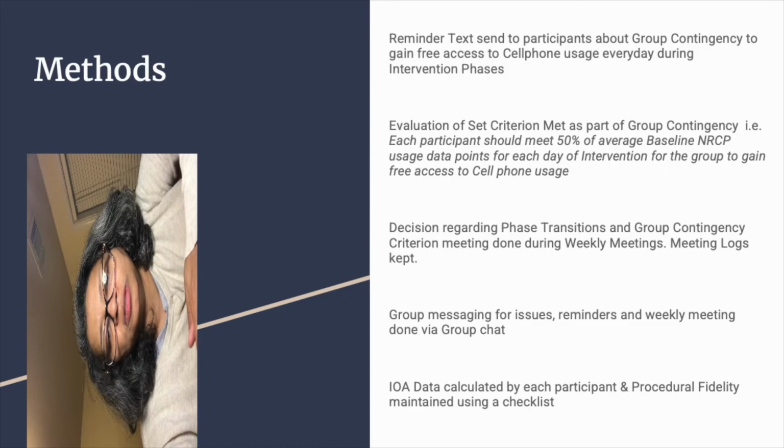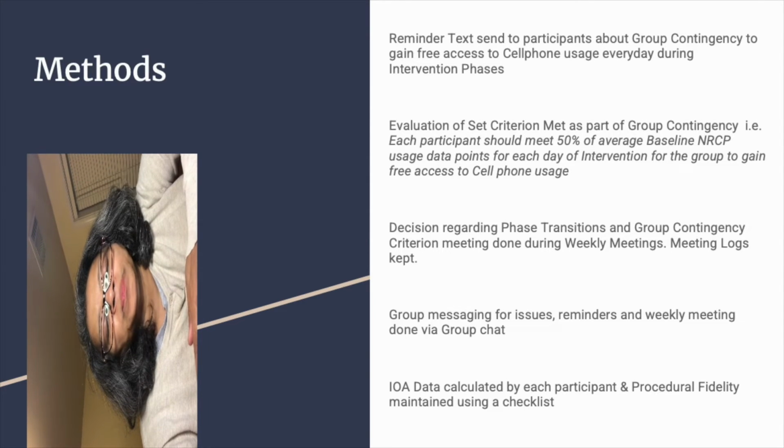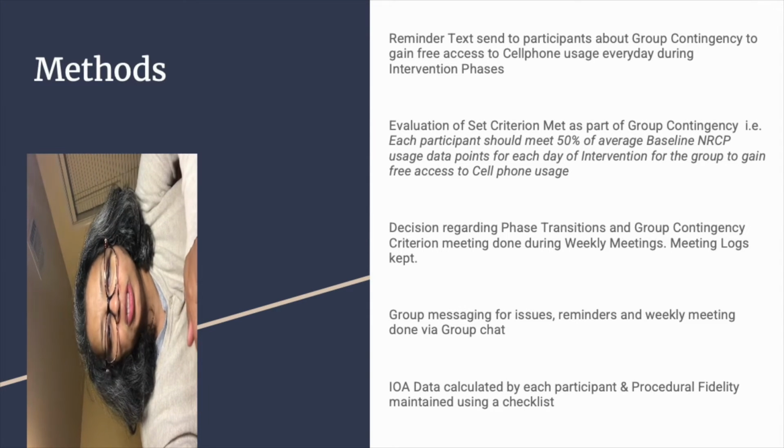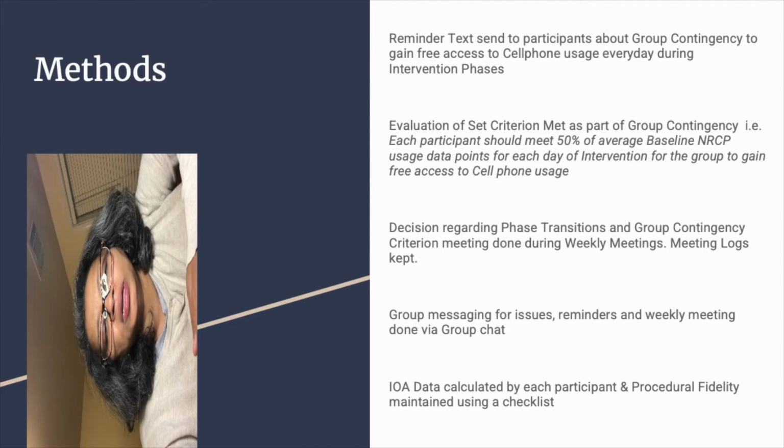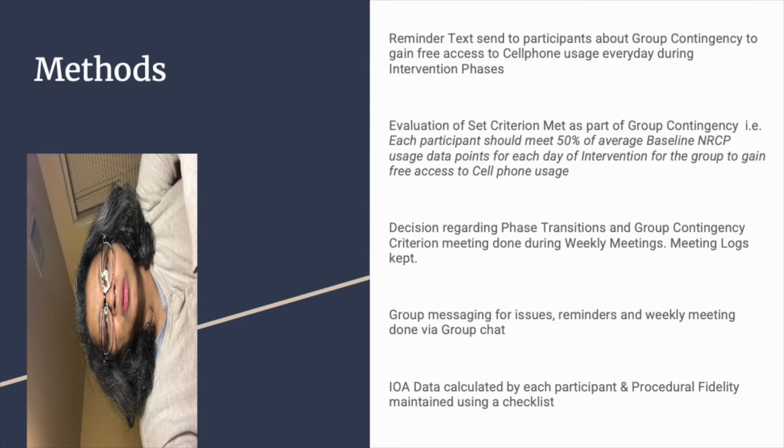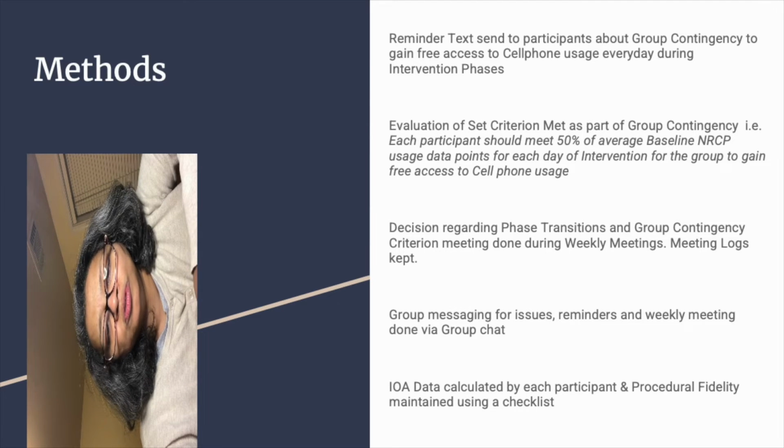The decision regarding the transition, the phase changes, and whether each participant had met the group contingency criterion was done during the weekly meetings that we had. Meeting logs were kept for that. This was in short a summary of the methods that was used throughout the study.